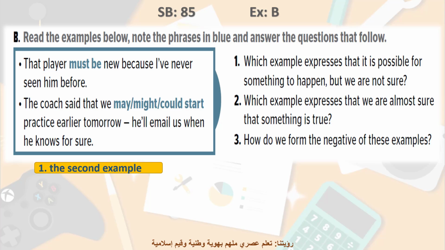What's in the box? The player must be new because I've never seen him before. This is a deduction, right? استنتاج. I've never seen that person before, so he must be. أكيد هذا الشخص شخص جديد. Okay?